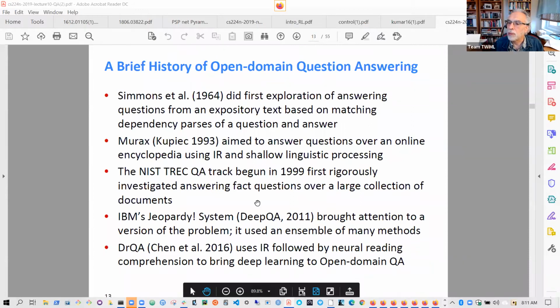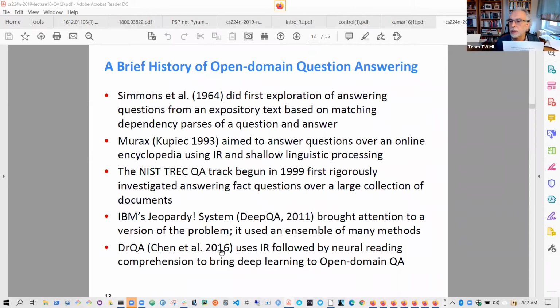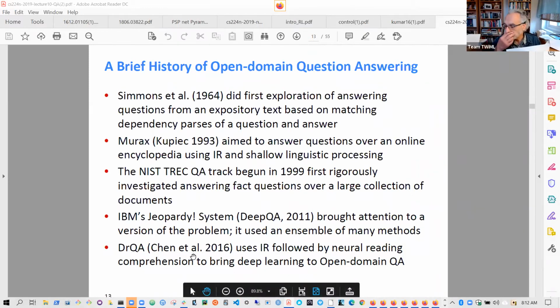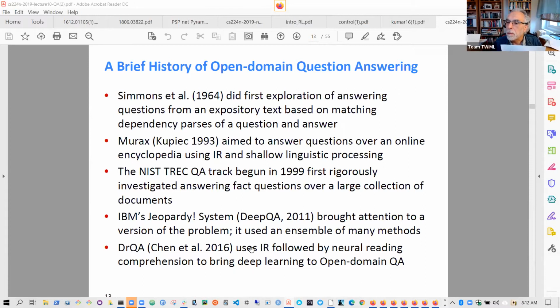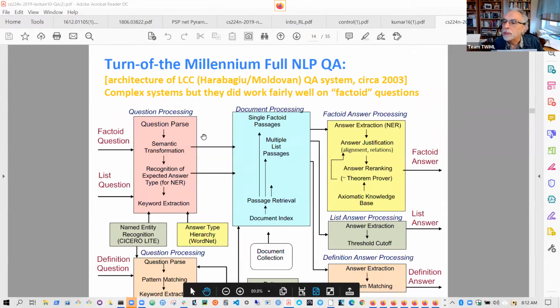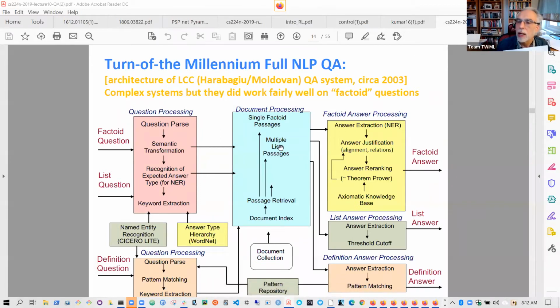So this is basically some history, and now we're going to get to this thing, Dr. QA, in this lesson. This was produced by some people at Stanford, I guess. They use a neural network model to bring deep learning to open domain question answering. Okay, so this drawing is very busy, but the idea is that there are different kinds of questions.